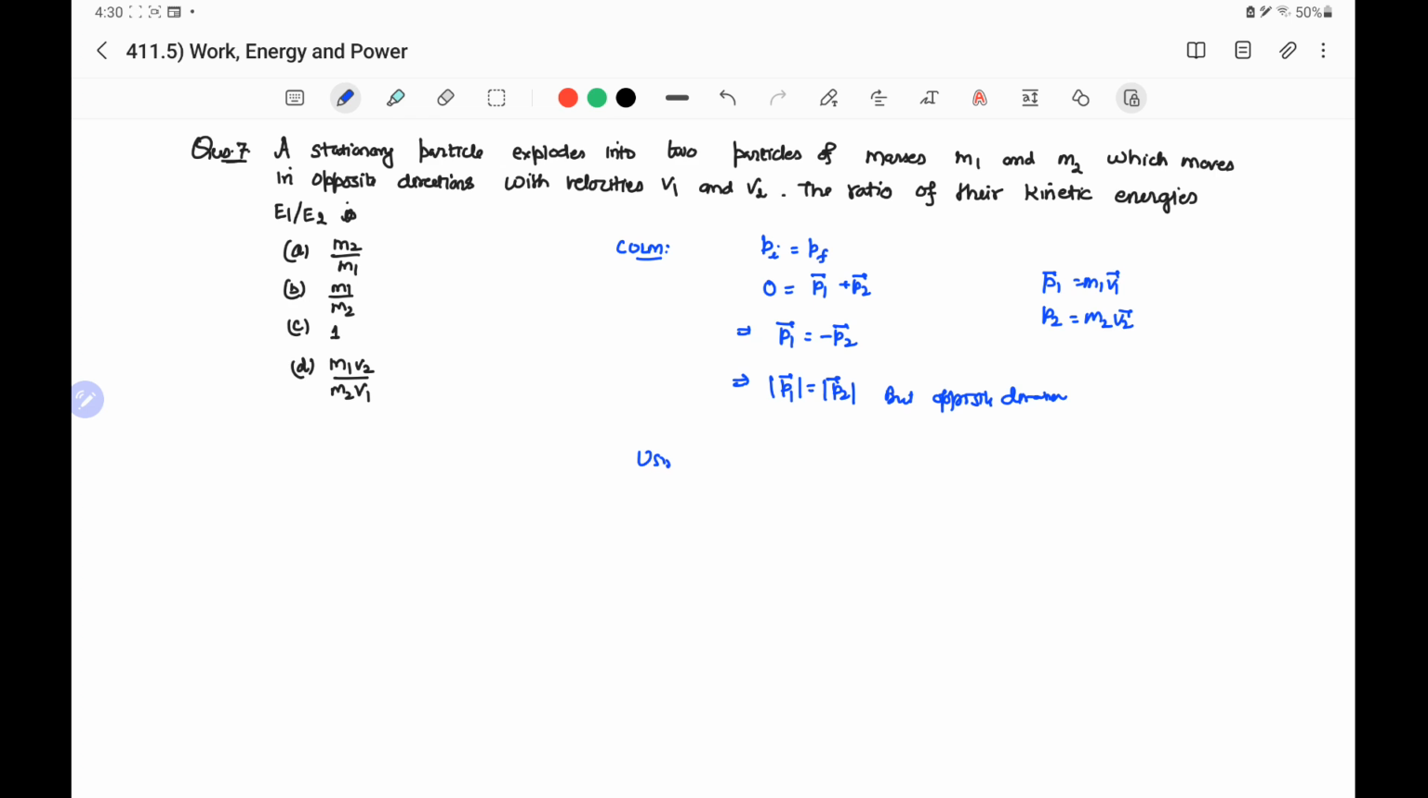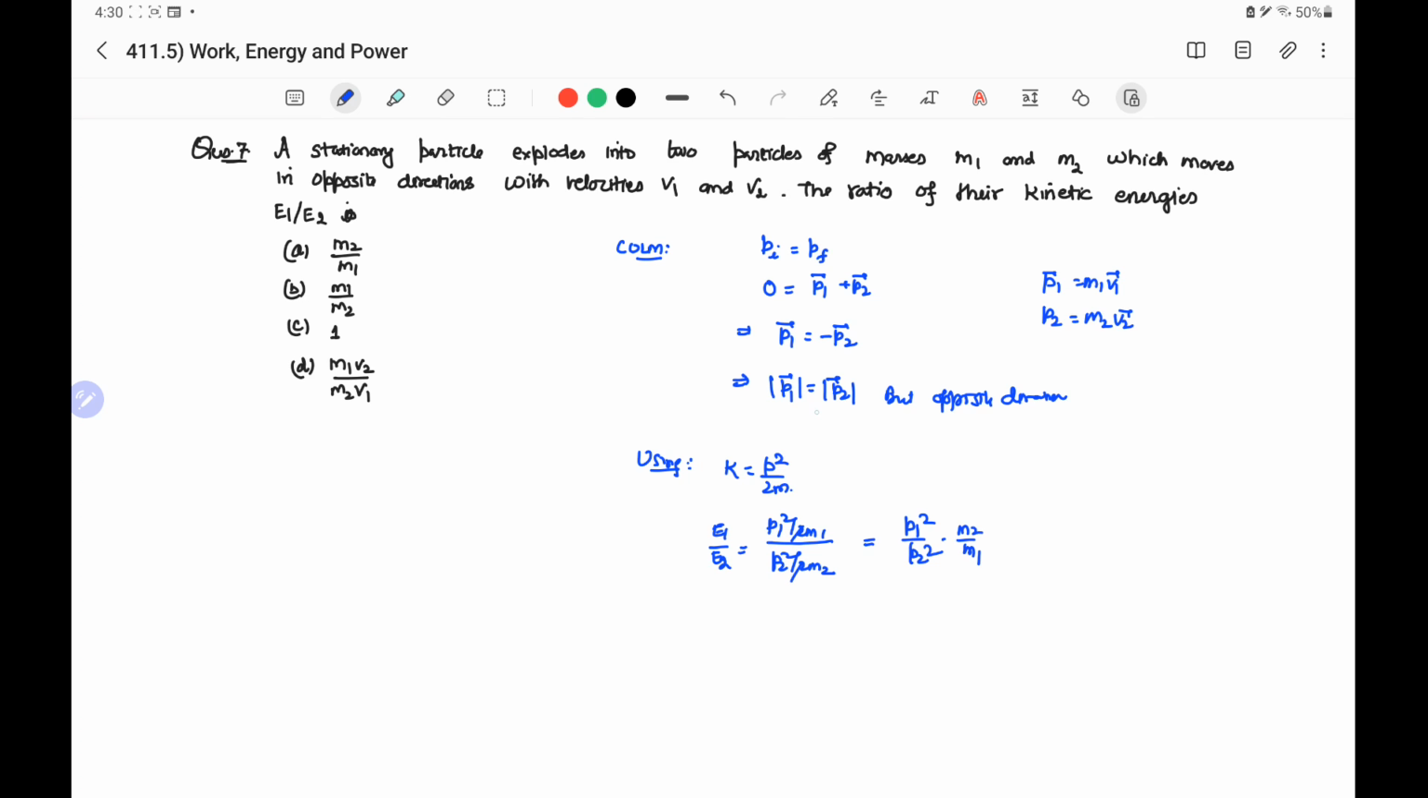Using the formula relating the kinetic energy and momentum, which is K equal to p square by 2m, and we have to find the ratio of kinetic energy E1 by E2 for the two particles. It will be equal to p1 square by 2m1 divided by p2 square by 2m2. Here p1 and p2 are magnitude of the momentum. So it will be equal to p1 square by p2 square. 2 and 2 get cancelled and remaining is m2 by m1.